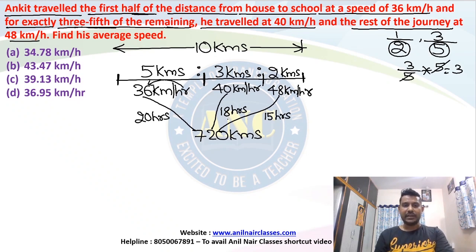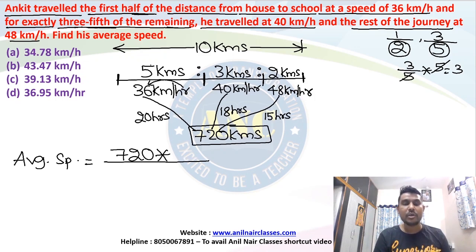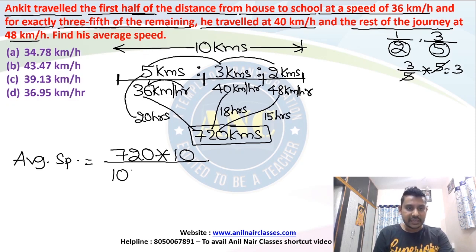Now, we know that 20, 18 and 15 hours are the time taken. What we need to calculate? Very simple. Average speed. Average speed is total distance. We assume the total distance as 720. Write it down. That multiply with sum of the distance ratios. 5 plus 3 is 8, 8 plus 2 is 10. Please multiply with that. And total time: 20 hours for 5 kilometers. 20 into 5, it is 100.